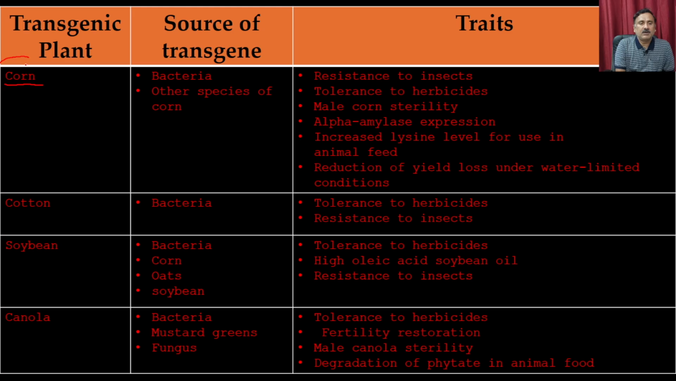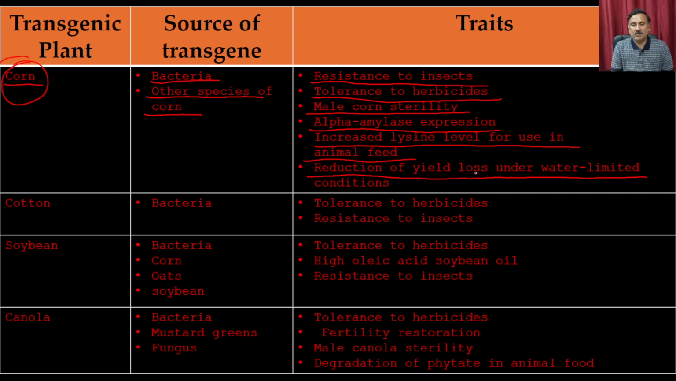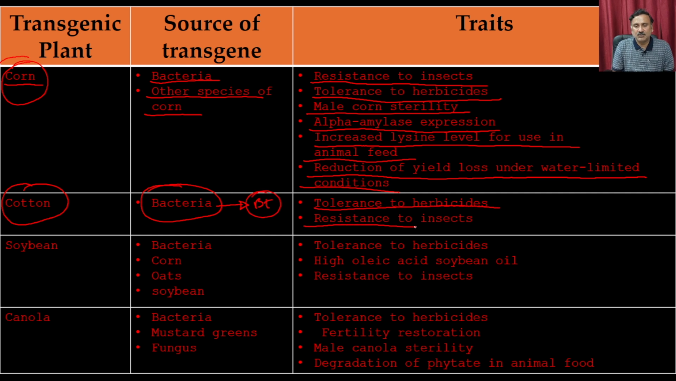So, you have corn. Corn has a source of genes from bacteria or other species of corn, and because of this, these transgenic corns have resistance to insects, they are tolerant to herbicides, they have male sterility, alpha amylase expression, increased lysine level for use in animal feeds, and a reduction of yield loss under water limited conditions. Then we have cotton. In cotton we have taken genes from the bacteria Bacillus thuringiensis, like Bt cotton, right, and it has tolerance to herbicides and is resistant to insects.